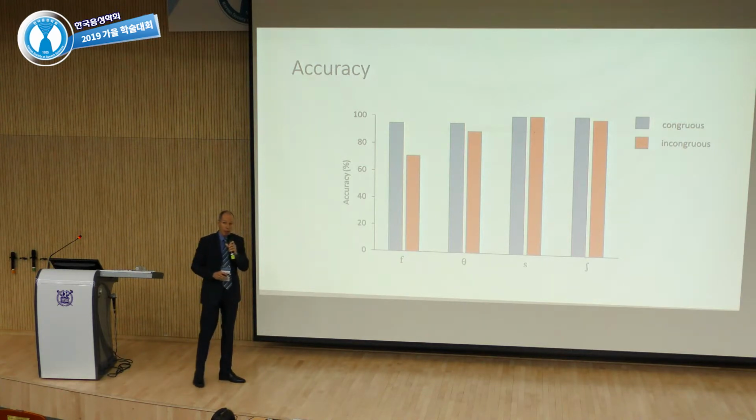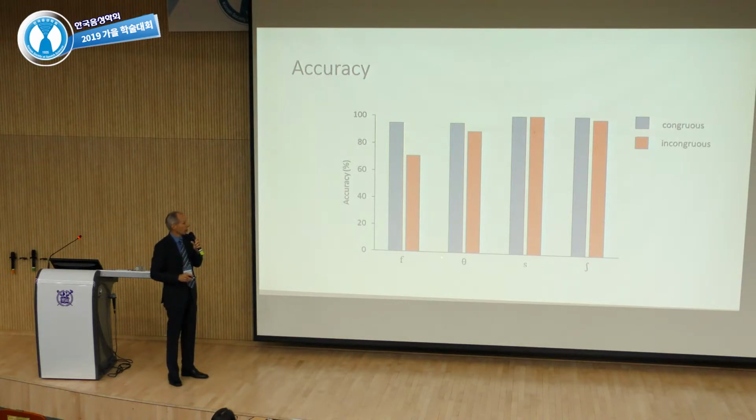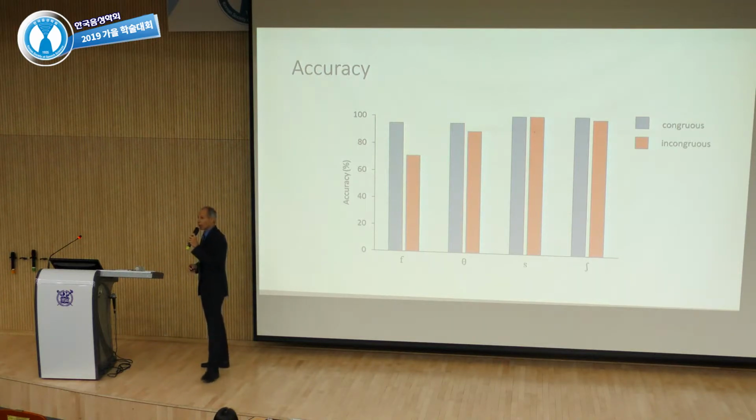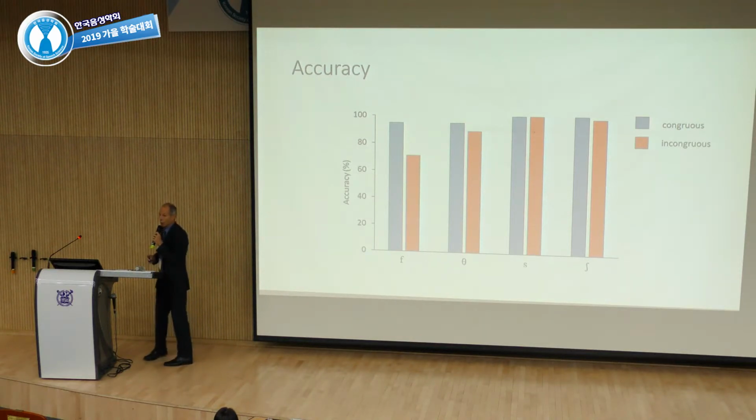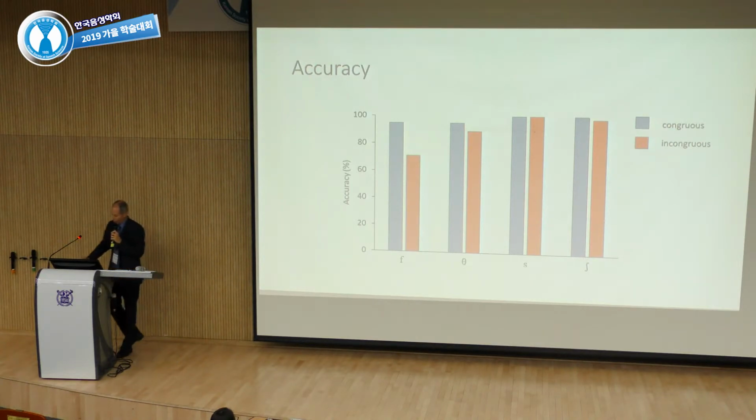Okay? And we find an effect of sentence context, but only for the non-sibilant fricatives. So for the non-sibilant fricatives, people are much more accurate in the congruous condition compared to the incongruous condition. But for the sibilant fricatives, people are near ceiling all the way across. They do well regardless of the matching or mismatching sentence context.